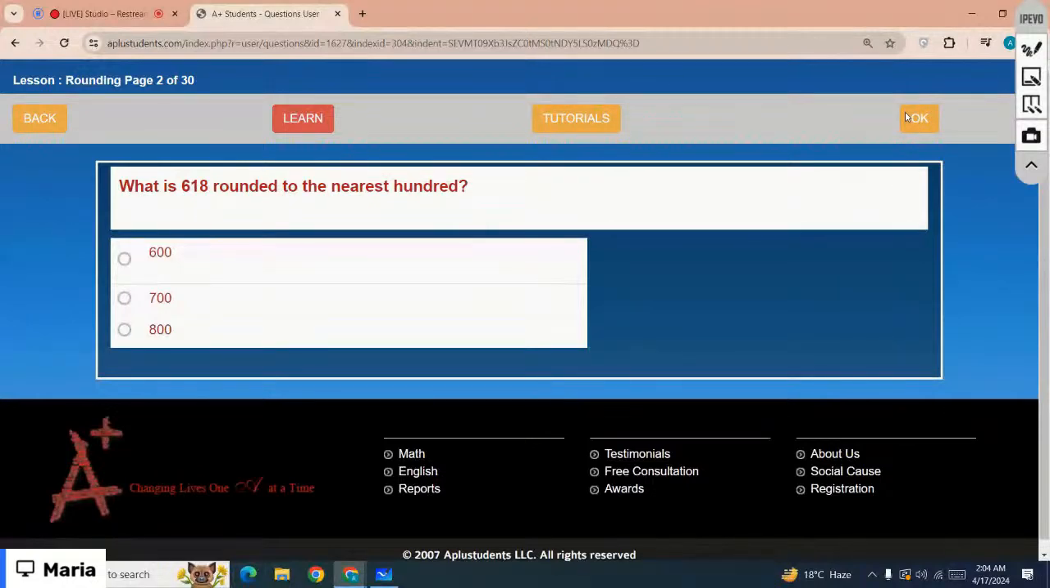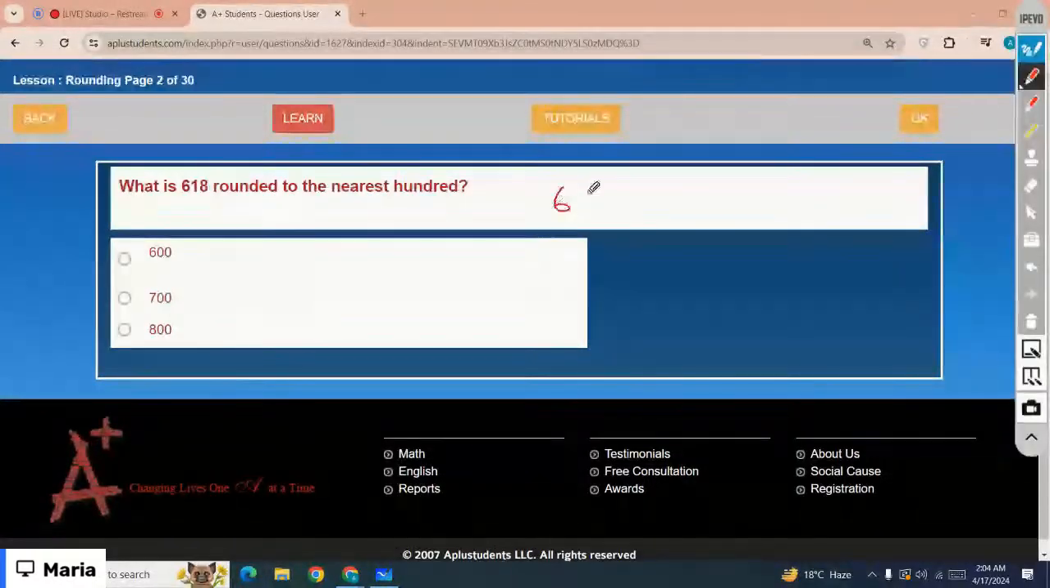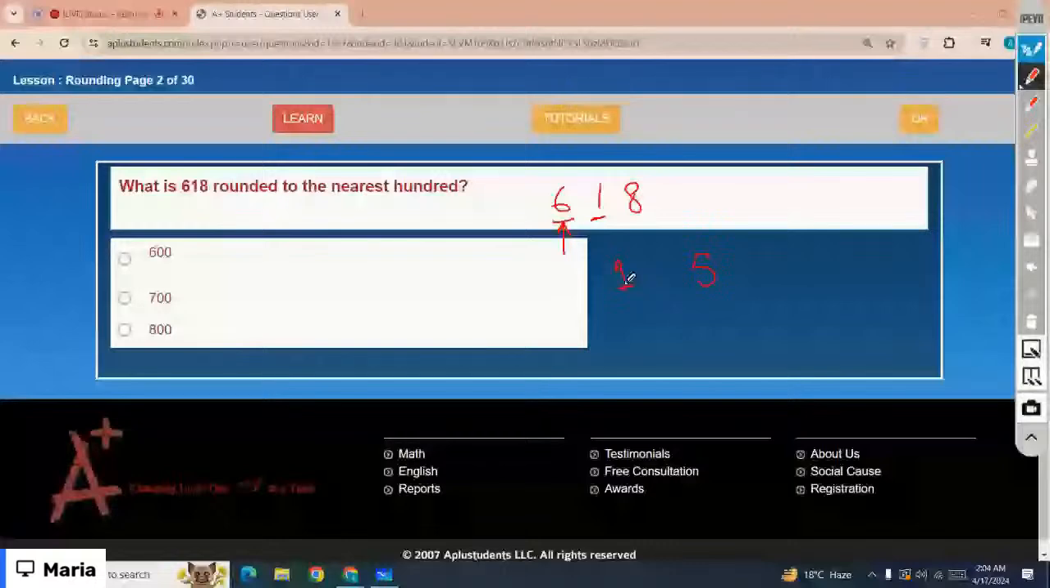What is 618 rounded to the nearest 100? Okay, now you have to round off 618 to the hundreds digit, right? So first thing is you need to see which digit is at the hundreds place. So 6 is the digit that is at the hundreds place, right? You have to check the digit that is one right of the hundreds, that is 1. You need to compare this digit to 5, less than 5, right? 1 is less than 5, that means you have to round down.